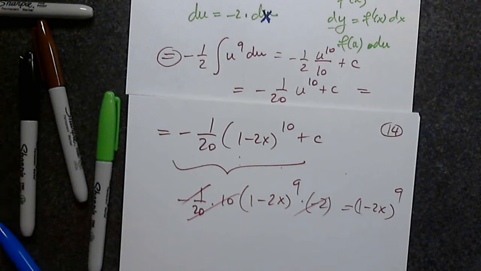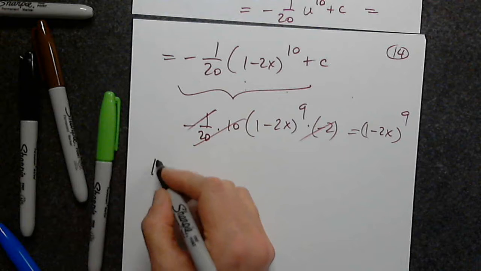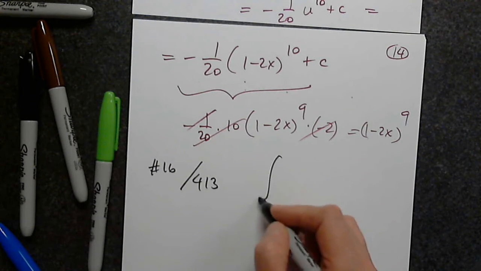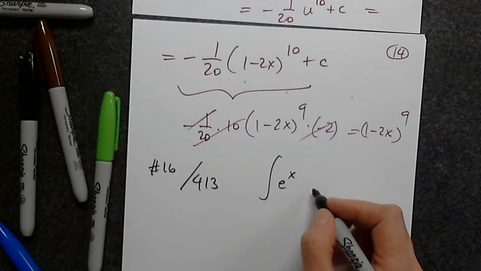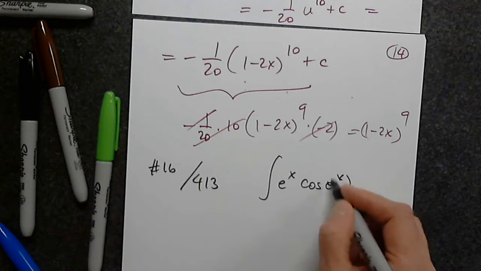Ready for the next? Okay, 16 on 413. The integral of e to the x, we're still talking about the indefinite, cosine e to the x dx.